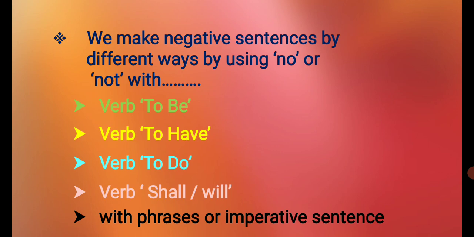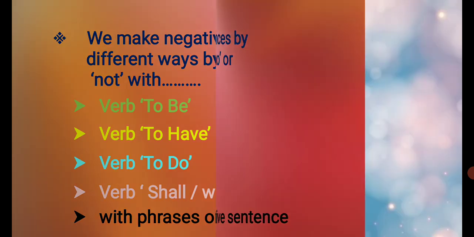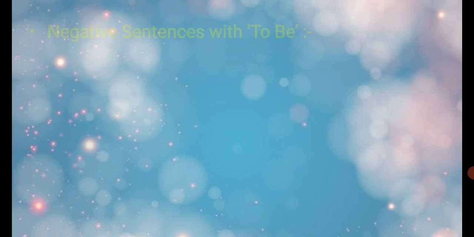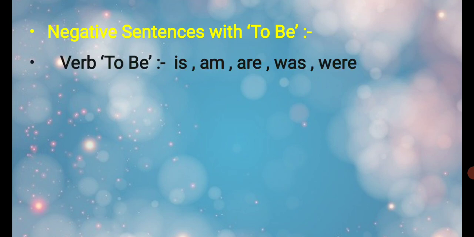If you remember the to be forms, let's learn about the verb to be. We already learnt it in helping verbs, in the lesson of helping verbs. Do you remember lesson number 13? So, negative sentences with verb to be. What are the verbs to be? Is, am, are, was, were are called the verbs to be, right?